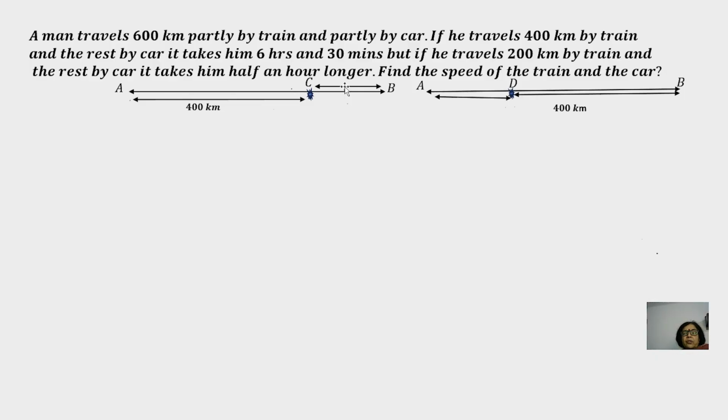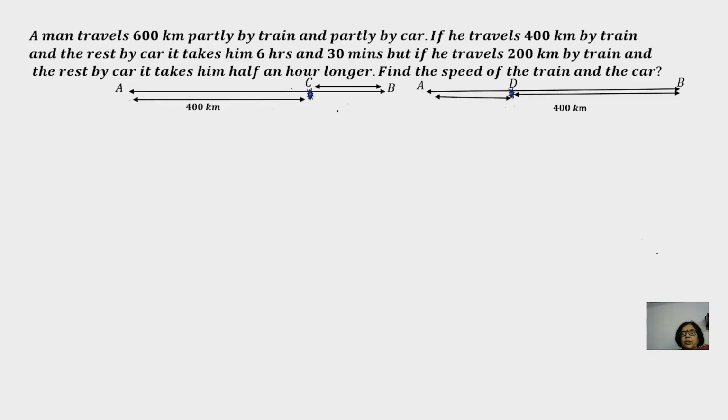A man travels 600 km partly by train and partly by car. If he travels 400 km by train and the rest by car, it takes him 6 hours and 30 minutes. But if he travels 200 km by train and the rest by car, it takes him half an hour longer. Find the speed of the train and the car.